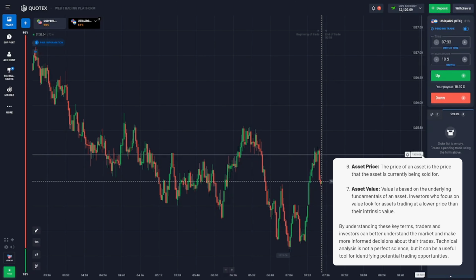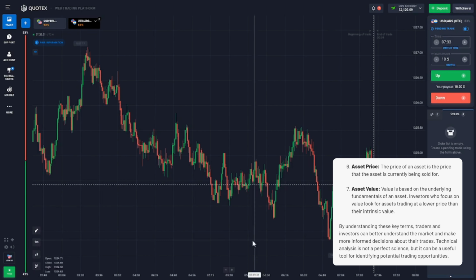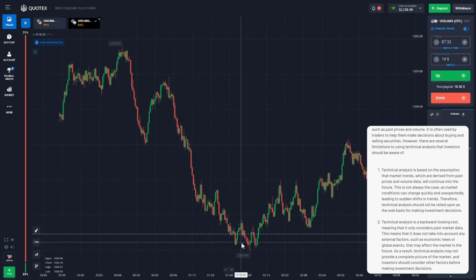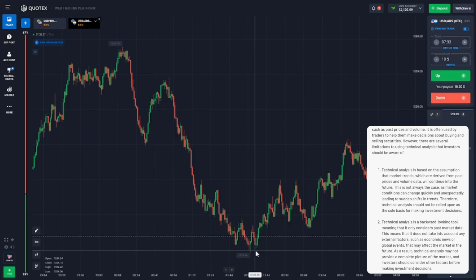By understanding these key terms, traders and investors can better understand the market and make more informed decisions about their trades. Technical analysis is not a perfect science, but it can be a useful tool for identifying potential trading opportunities. It is often used by traders to help them make decisions about buying and selling securities. However, there are several limitations to using technical analysis that investors should be aware of.